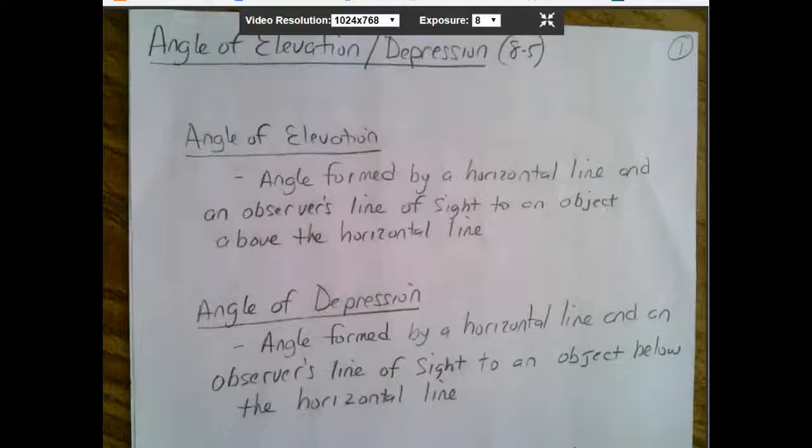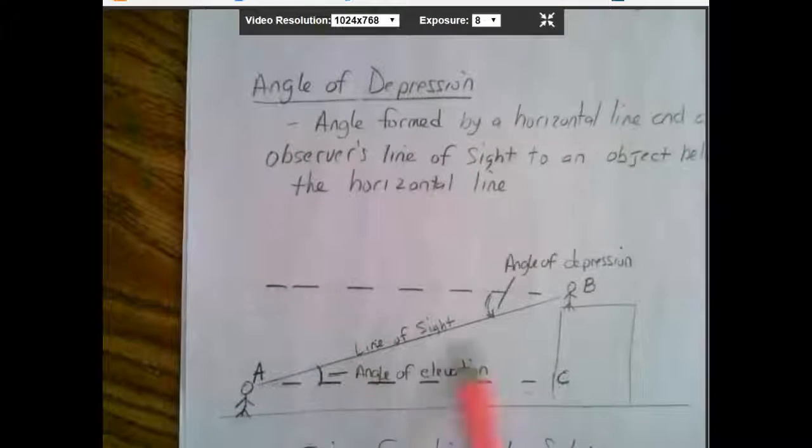So first we have angle of elevation, an angle formed by a horizontal line and an observer's line of sight to an object above the horizontal line. So here we have a line of sight, right, between these two people right here. Then we have a horizontal line. And then the angle that's below that line of sight is called the angle of elevation.